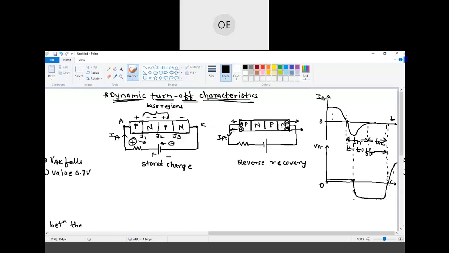So here you can see that I have drawn the reverse recovery characteristics, or the dynamic turn-off characteristics, of the SCR. So the process of turning off this conducting thyristor is called commutation.